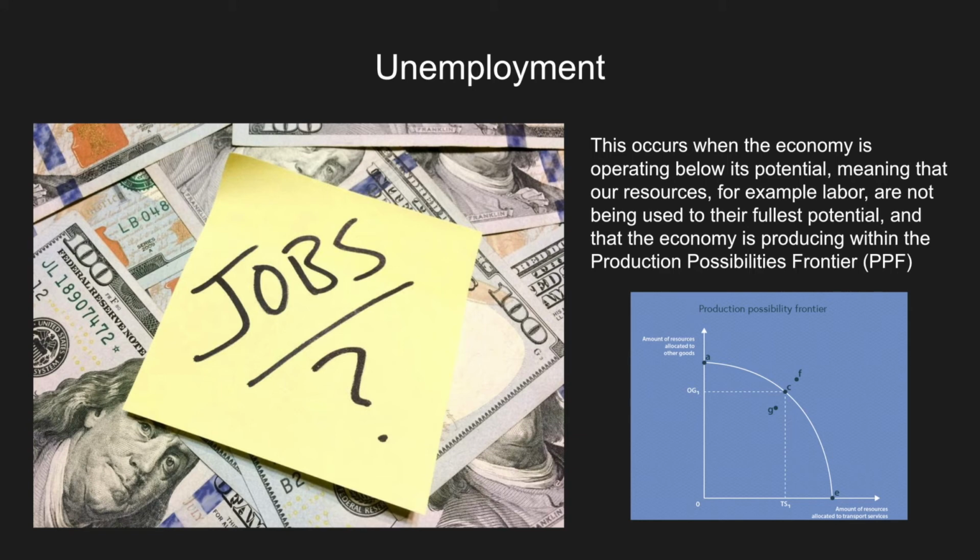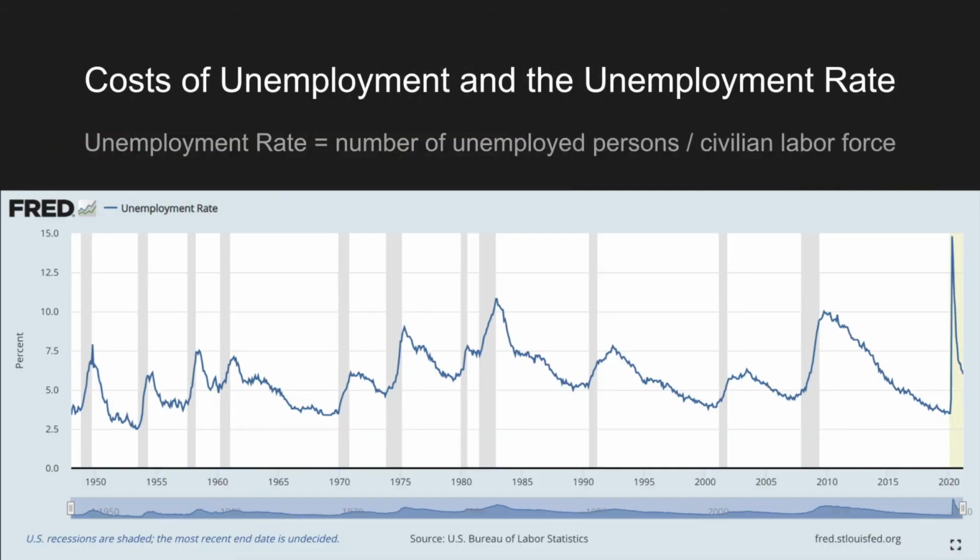Unemployment occurs when the economy is operating below its potential. Our most important resource is labor. Unemployment exists when this resource is not being fully utilized. The costs associated with unemployment are obvious. Households will encounter hardships, maybe even hunger. Unemployment means that a resource, labor, is not being used to its fullest potential. We're producing inside the production possibilities frontier. We could be producing more and enjoying more goods and services. Unemployment is a problem during recessions, periods when the real GDP is declining.